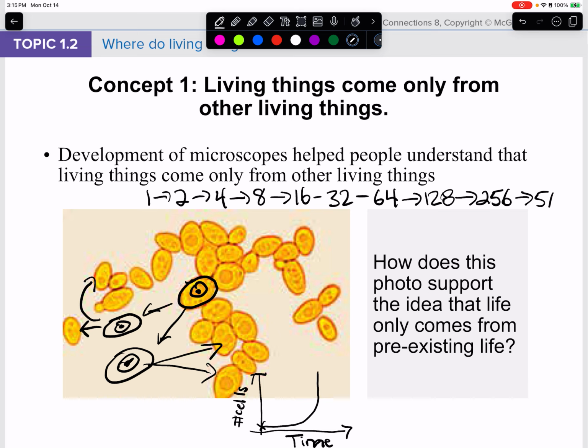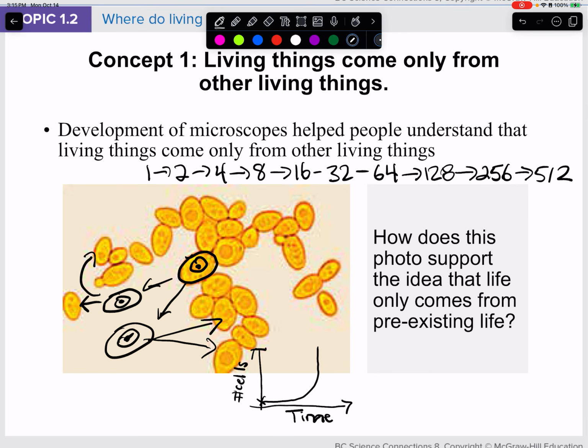Holy smokes, that's a lot of cells. And bacteria can do this in 20 minutes. It's very fast. So don't leave your food out uncovered, kids. That's not a good thing. So cells give rise to cells. There is no spontaneous generation. That's not a thing.